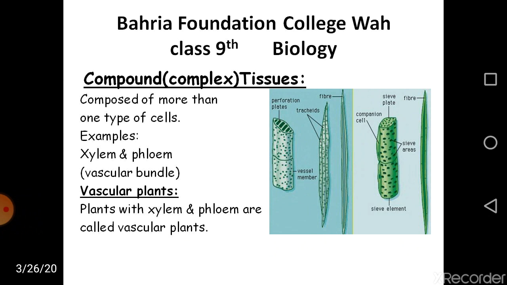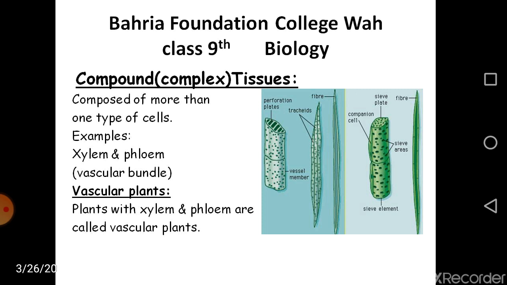As I told you in the beginning, compound tissues are tissues that are composed of more than one type of cells. Here you can see two examples, xylem and phloem. Xylem and phloem are complex tissues composed of more than one type of cells, and they are present in vascular plants. The plants that have xylem and phloem are called vascular plants as they contain vascular tissues, or the xylem and phloem vascular bundle. That is the reason they are named vascular plants.